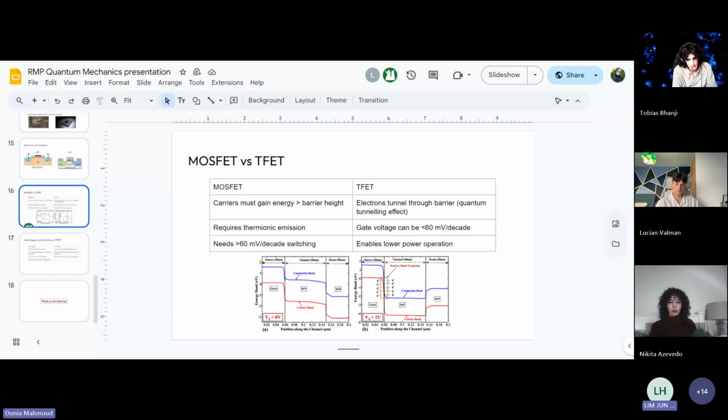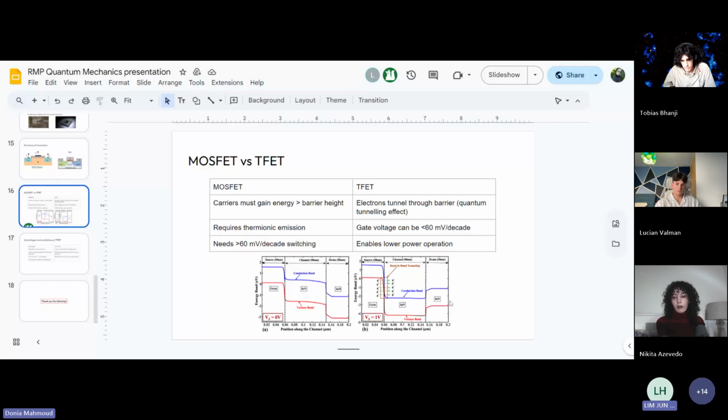Here, the electrons will flow only when they gain enough thermal energy to overcome the potential energy barrier in the channel. This process is known as thermionic emission. In a conventional MOSFET, carriers need to gain energy greater than the potential barrier to move from the source to the drain. And this thermionic emission process relies heavily on thermal energy, and it also requires relatively high gate voltages.